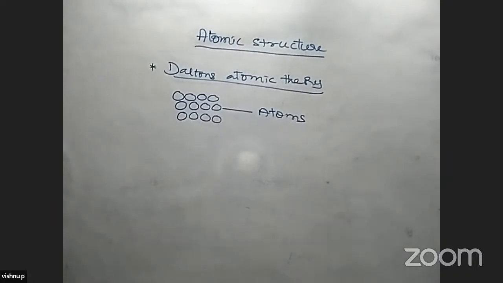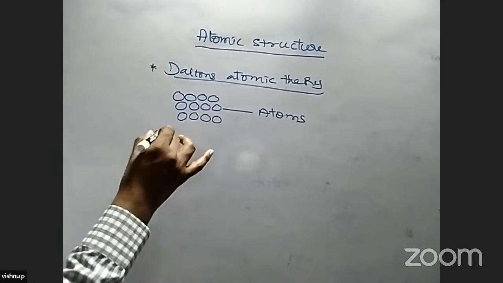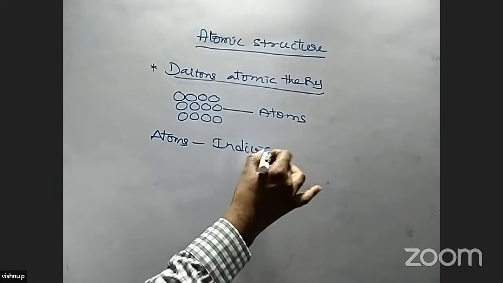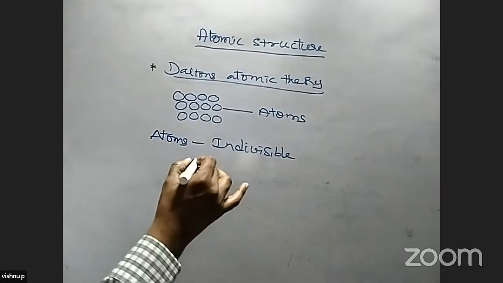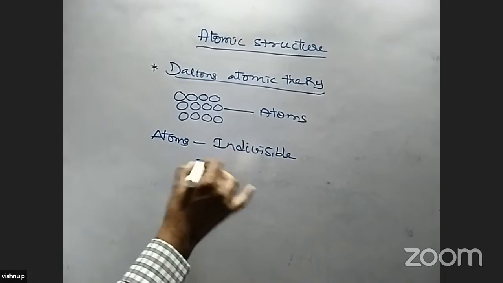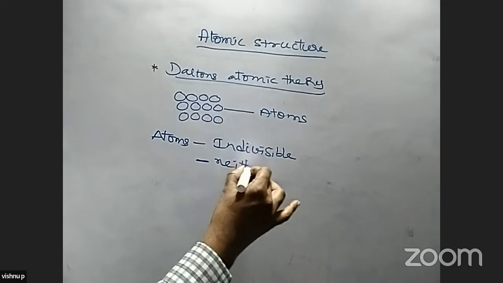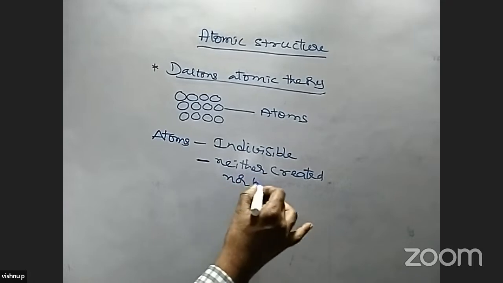And one more property of the atom: atoms are indivisible in nature. Atoms are not further divided. According to Dalton's atomic theory, the next property of atoms is that atoms can neither be created nor destroyed.